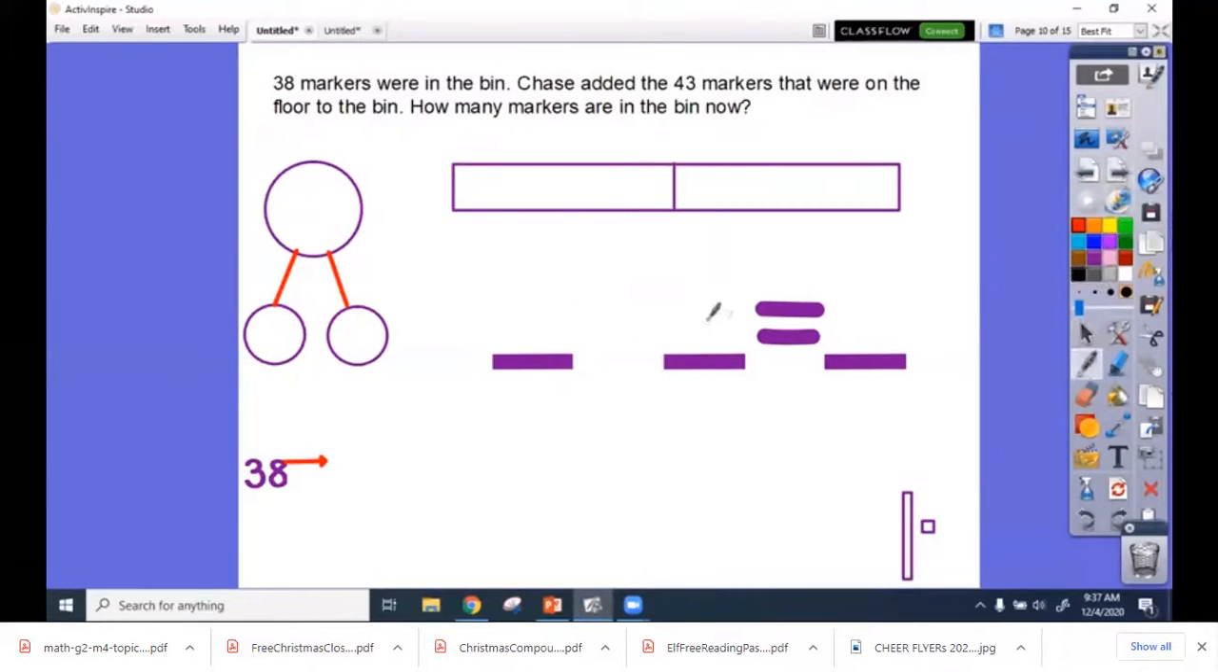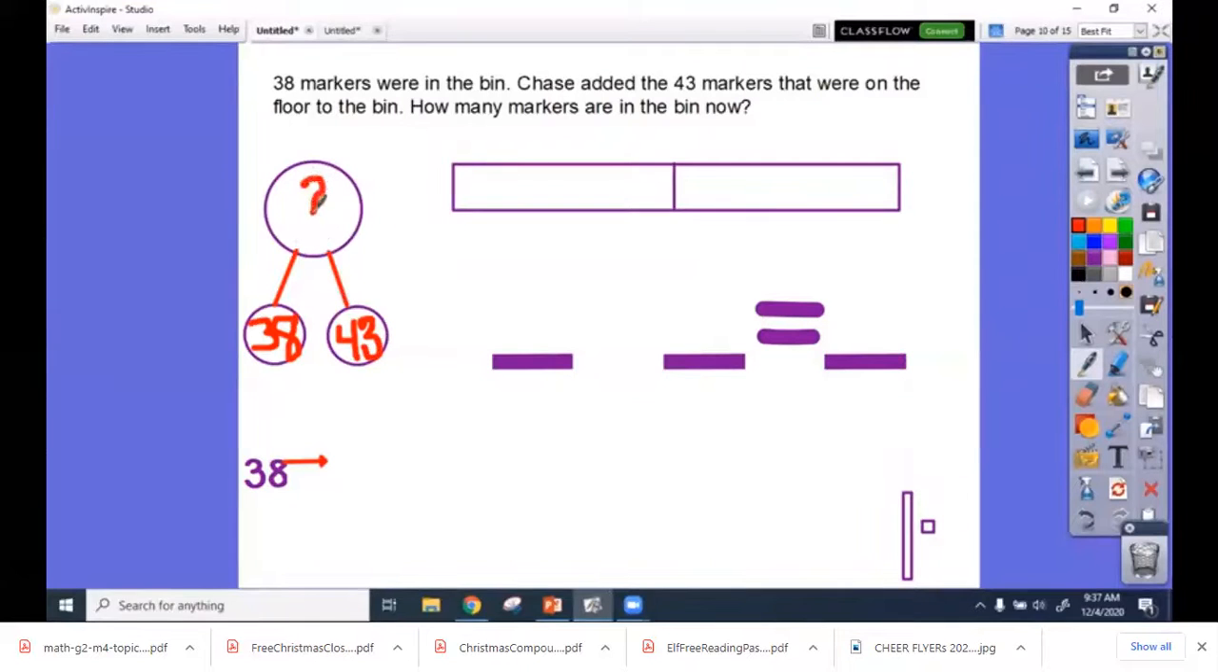Let's do a couple different things. So if I want to show my thinking, I know there were 38, and he added 43. So I'm going to read again. 38 markers were in the bin. Chase added the 43 markers that were on the floor to the bin. How many markers are in the bin now?